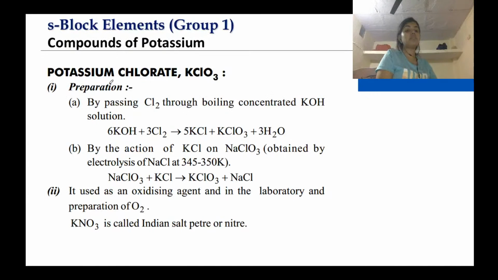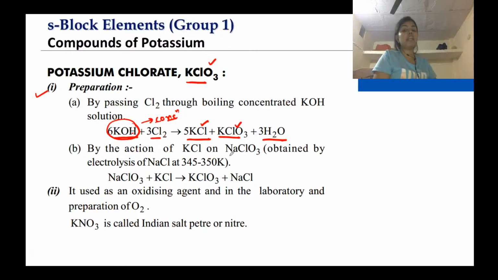Now the next one is potassium chlorate, that you term as KClO3. First we will learn its preparation methods. The preparation method is when you pass chlorine gas through potassium hydroxide solution, right? It should not be dilute, it should be concentrated. Now when you treat potassium hydroxide with chlorine gas, you will obtain what? KCl plus KClO3, which is potassium chlorate, and water, right?